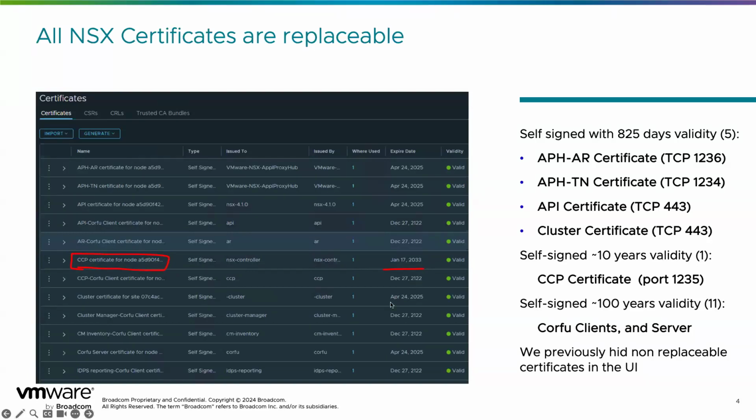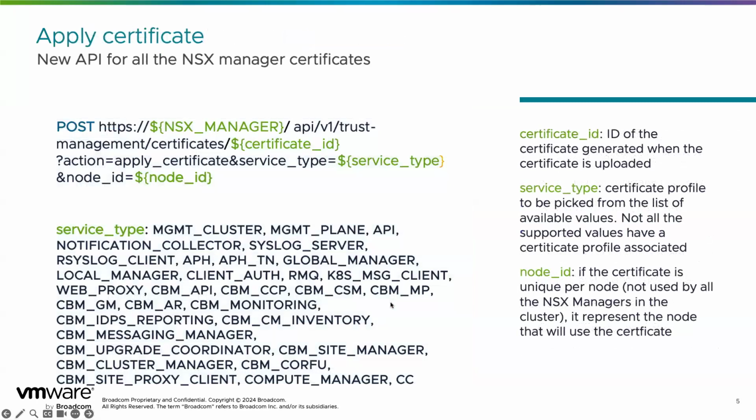So how do we do this? We have a new API. The replacement of the certificate can be performed only through the API. We can generate a certificate directly in NSX Manager, and we can do that in the UI, but in order to actually apply this certificate to a specific service, we need to use this specific API. You see there are different parameters that you need to specify in this API.